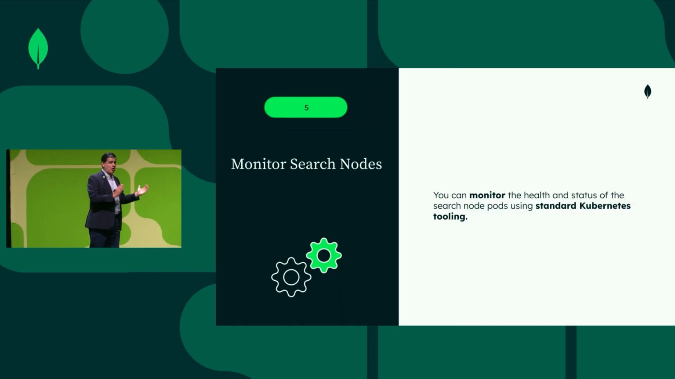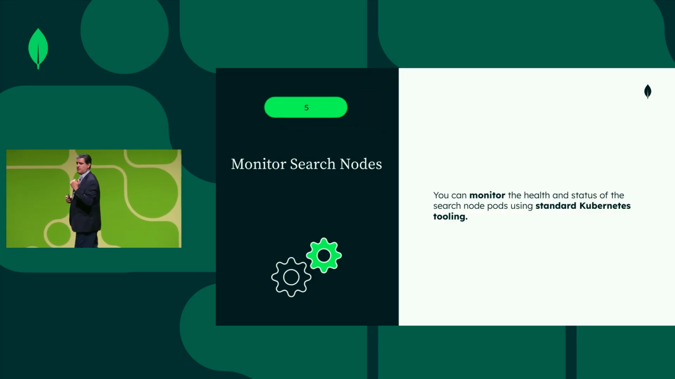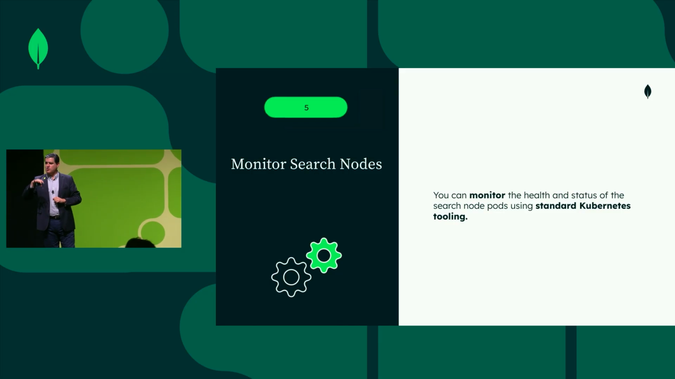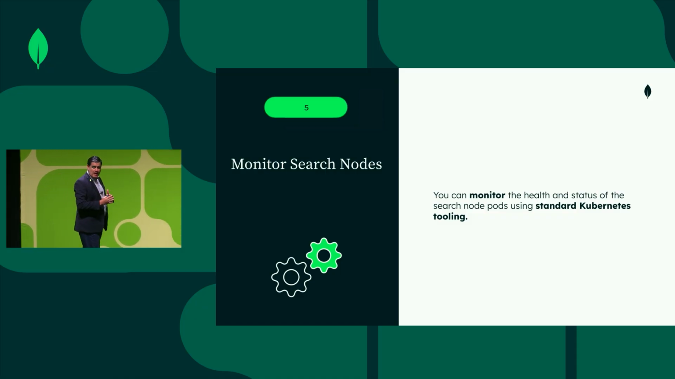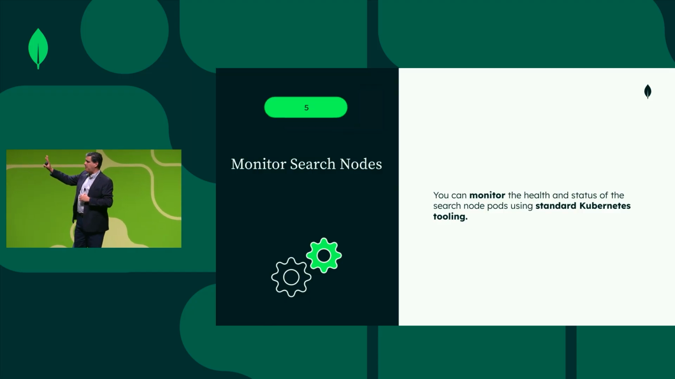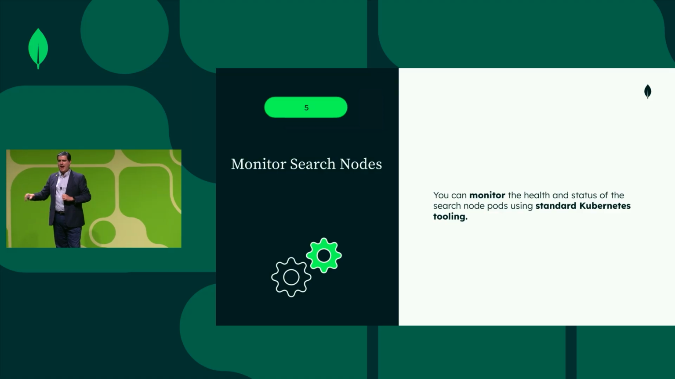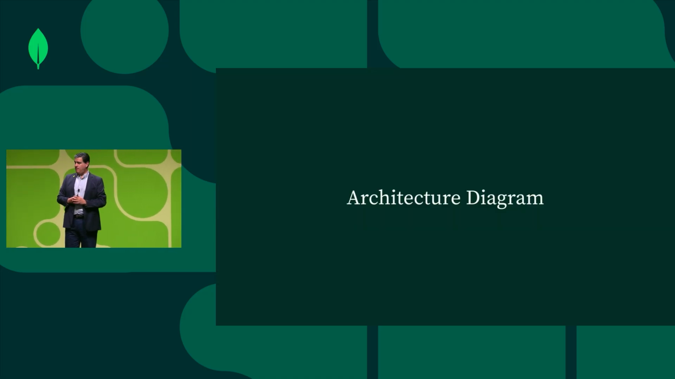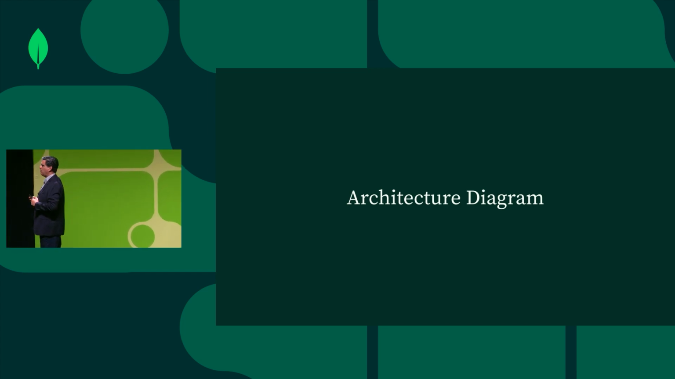And then you can monitor how everything is working. You can monitor the health, the status of the search node pods. You just run a simple command on your terminal, and you can be looking at how that works. And we are going to be showing an example in a few minutes. We are going to be running a demo so that you can see everything as it should work. But before we go into the demo, how does the architecture work?